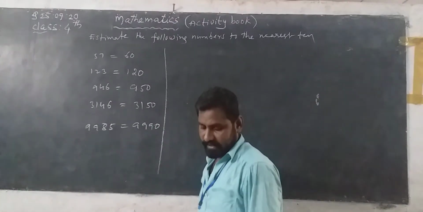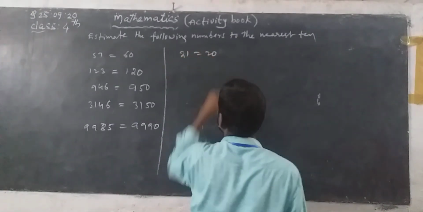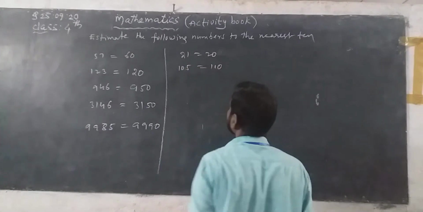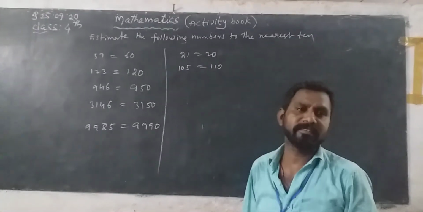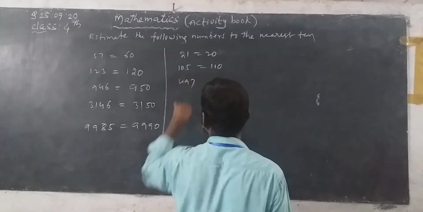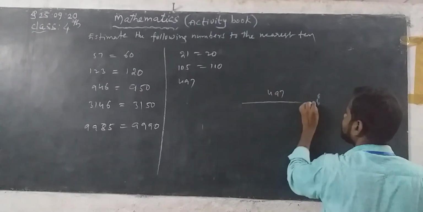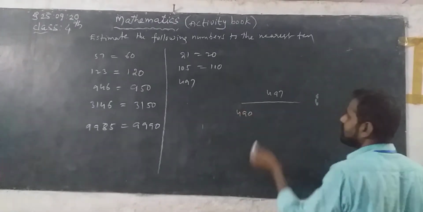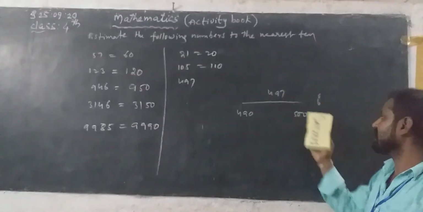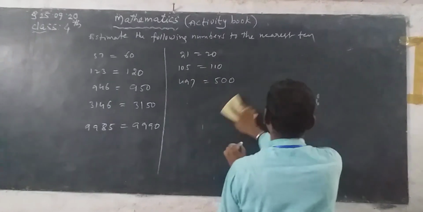Now next, see here, 21 rounded off is 20. Next, 105 rounded off is 110. 105 lies between 100 and 110. Now next, 497, listen carefully. See here, 497 lies between 490 and 500. So 7 is greater than 5, I have to take the next tens, 500. Now next.